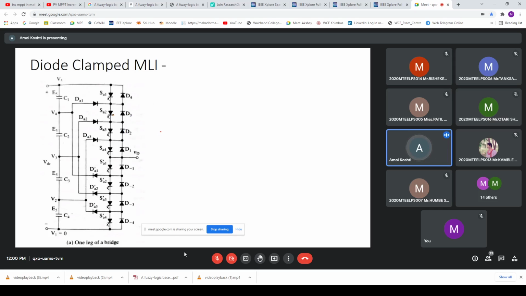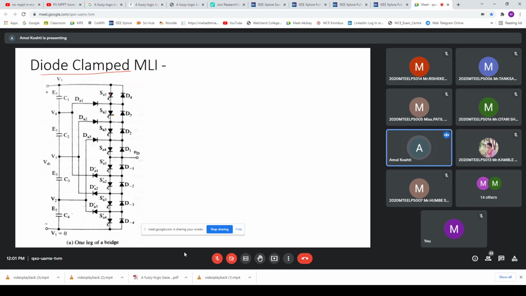So in diode clamp multi-level inverter, I have directly taken here the circuit diagram. Let us understand how this circuit is drawn. It is called a diode clamp multi-level inverter. The reason is that we are using these diodes to clamp the voltages at the output side. That is the reason this method is named a diode clamp multi-level inverter.